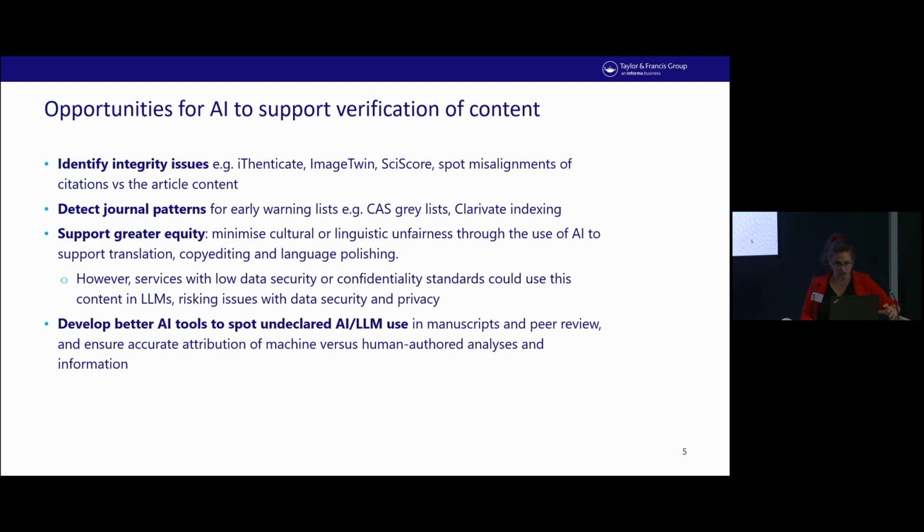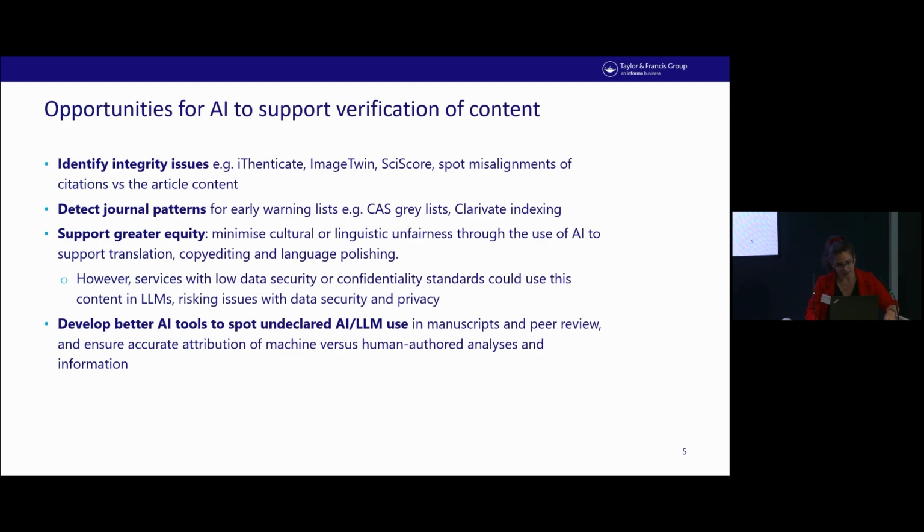It's also being used to look at detecting journal patterns, so particularly Clarivate and Web of Science, or the Chinese Academy of Science grey lists, look at odd patterns of citation, for example, or strange activity that you can see at a sort of journal level scale that give you an indication there were some issues in the content. I think it was referenced yesterday, actually, by one of the tables.